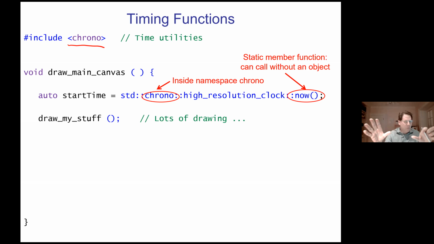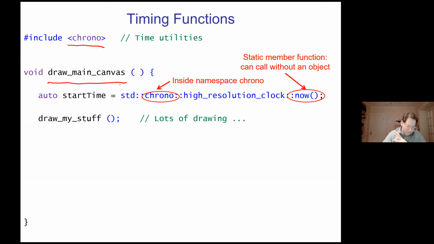You can call it anything you want, but in our examples, we call it draw main canvas. Sorry about that. So this is the top level function that gets called to do a redraw. It's really important for responsiveness that this be fast, so I want to time this function. How do I do this with this chrono header file?